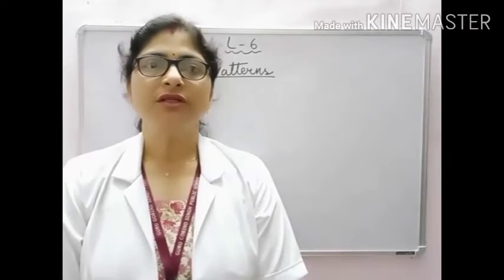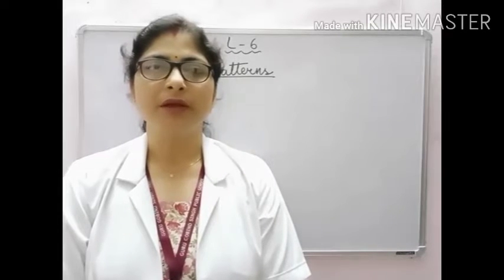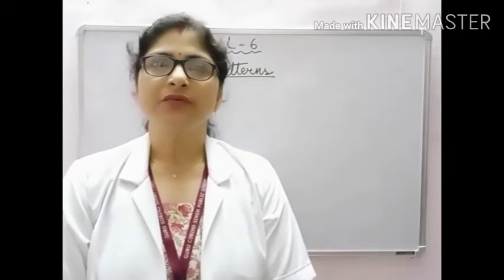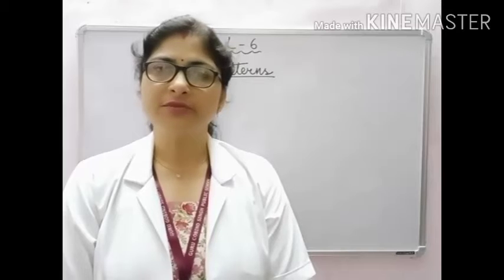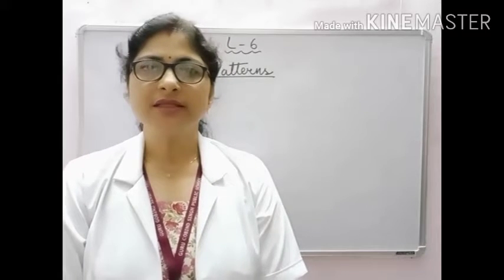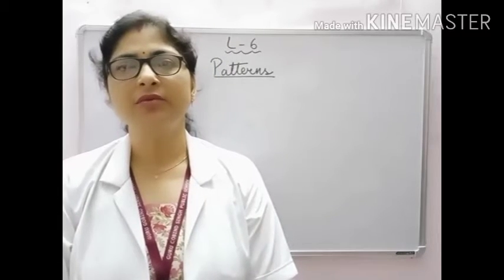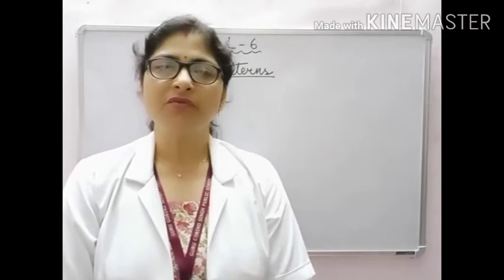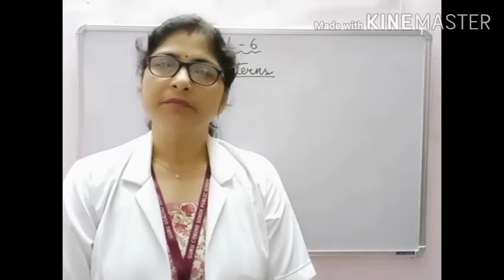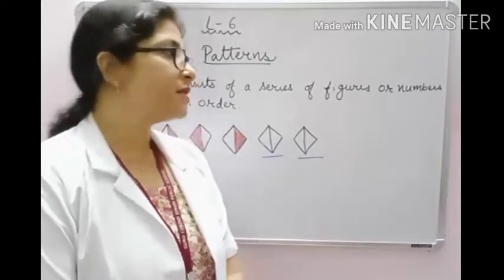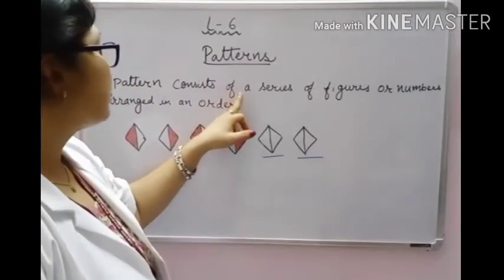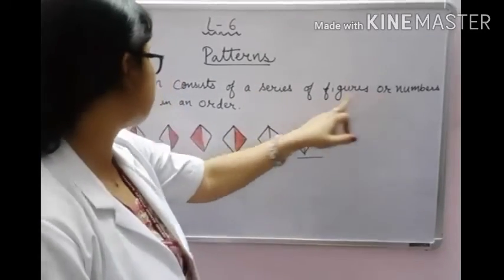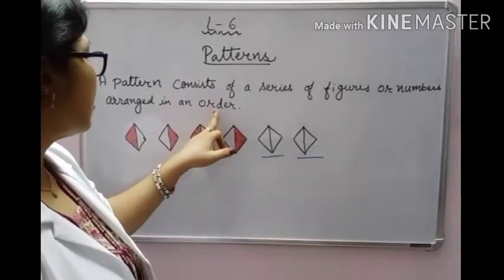Now we are going to study a very interesting topic, patterns. Where do we generally see patterns? We see patterns on dress materials, floor tiles, grills, and on many more things. When a design is repeated in a uniform way, we call it a pattern. A pattern consists of a series of figures or numbers arranged in an order.